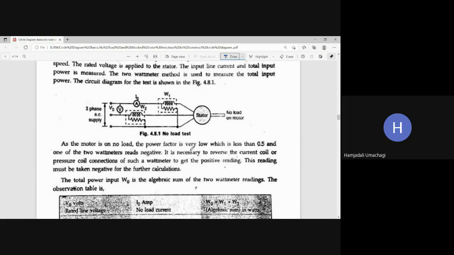Okay, now it is necessary to reverse the current coil or potential coil or pressure coil of such a wattmeter to get the positive reading. Out of the two wattmeters, whichever wattmeter is reading negative, such a wattmeter's potential coil or current coil has to be reversed.